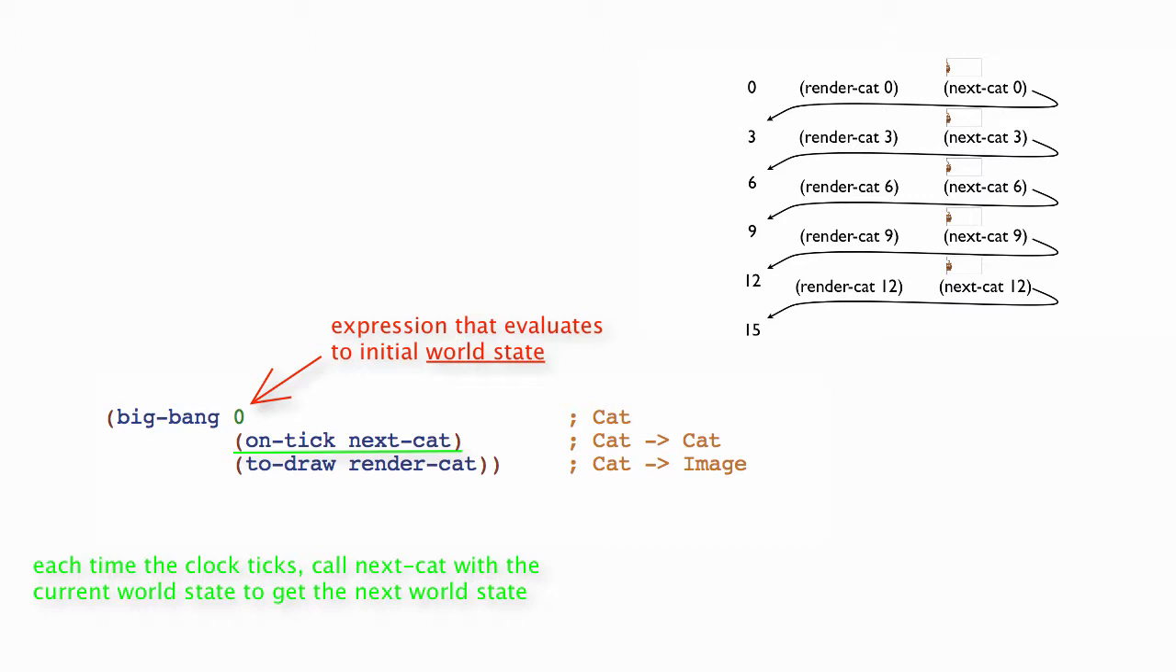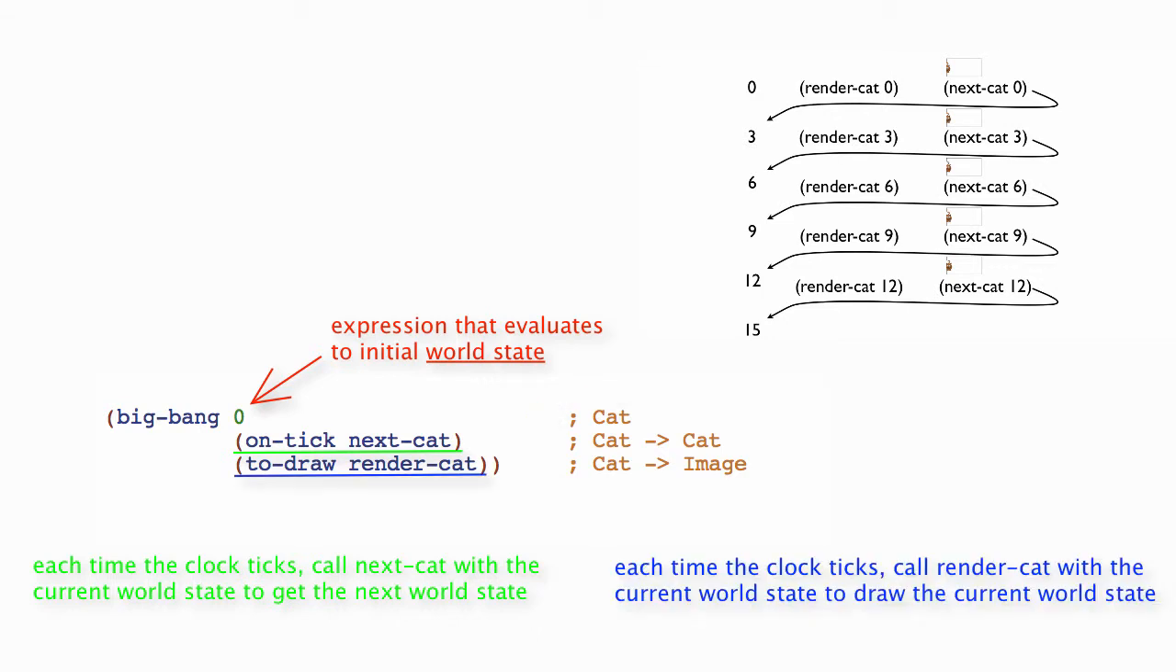Because in this particular Big Bang expression, the state of the world is represented by cat, I've put a comment here saying that the type of the first argument to Big Bang in this case is cat, and another comment here that says that the signature of the nextCat function is that it consumes cat and produces cat.